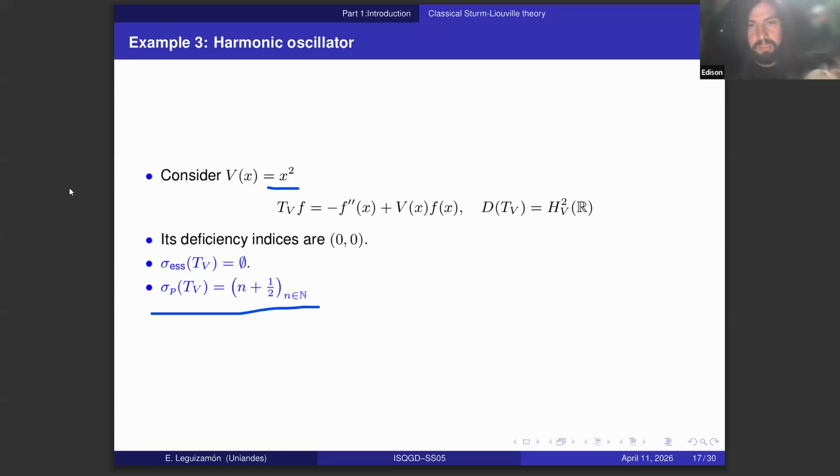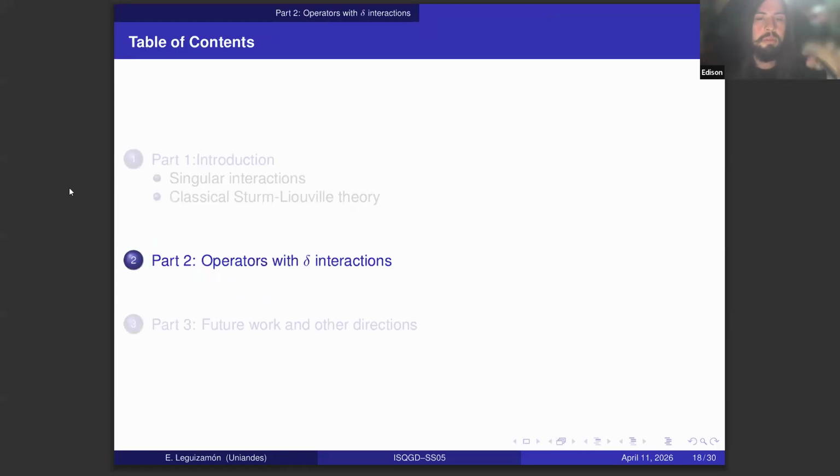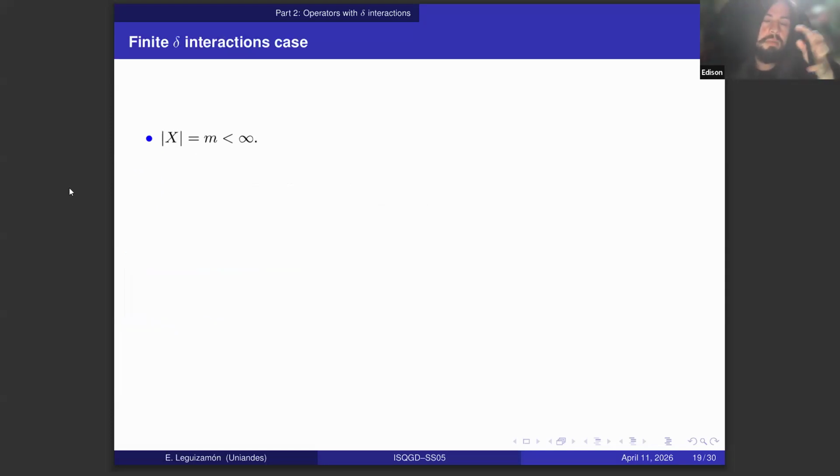So, taking this into account, I would like to move to the second part of the talk, that is the operators with delta interactions. But just taking into account, I work with three potentials: a potential that doesn't affect my essential spectrum, and a strong potential that destroys the essential spectrum. So what happened with the delta interactions?